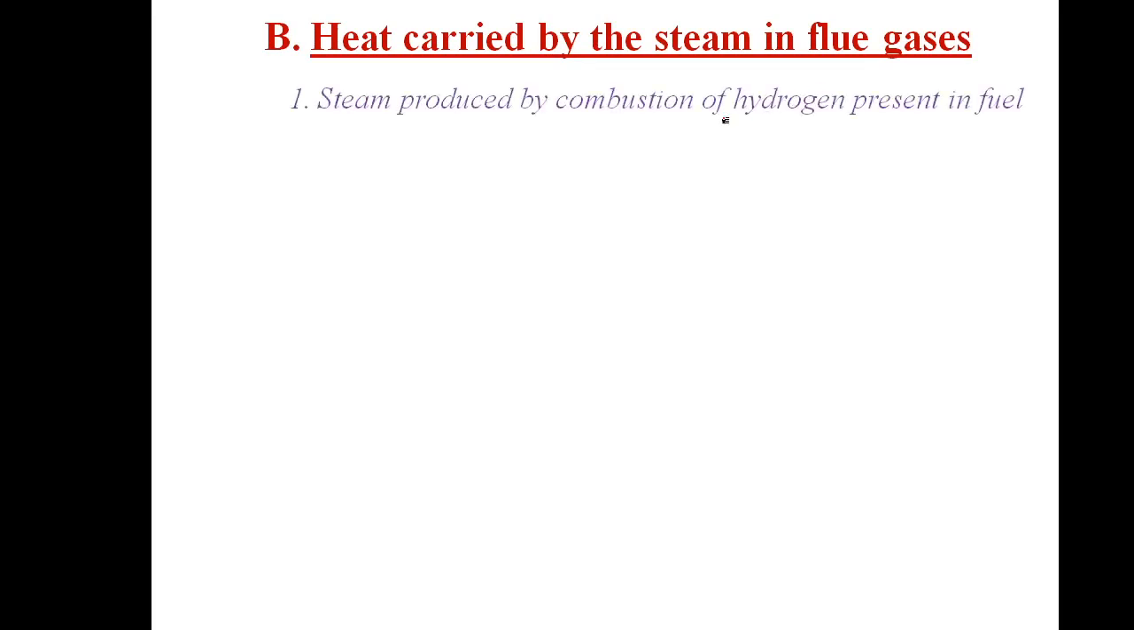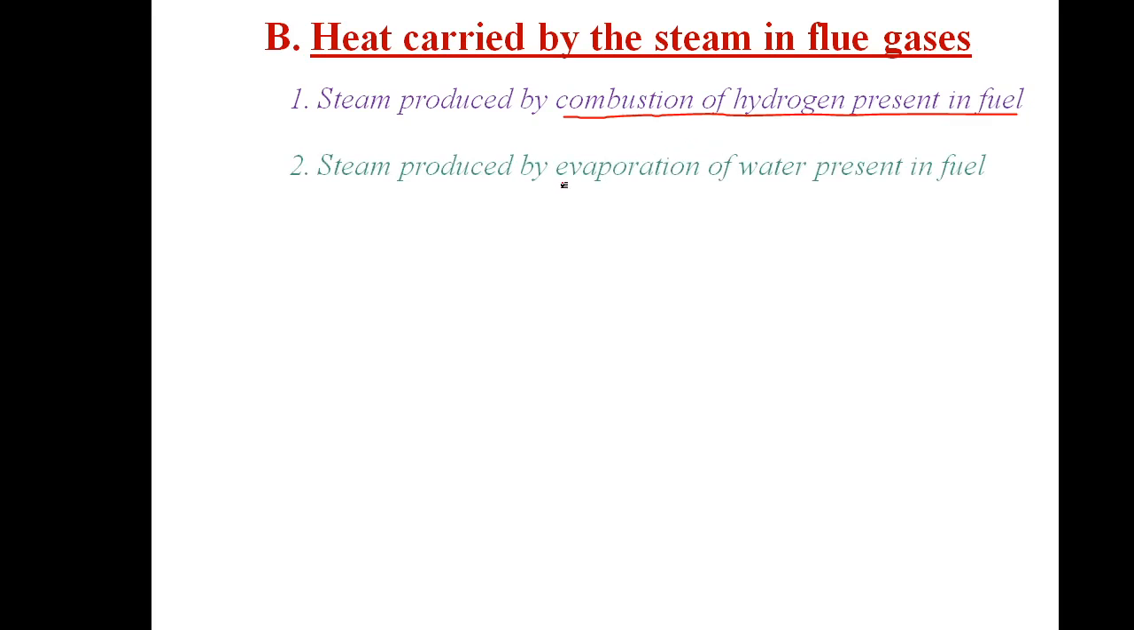So here steam is produced by combustion of hydrogen present in the fuel. Combustion of H2 produces water, and that water gets evaporated, and that evaporated water, that is steam, also carries heat along with it. Second, steam is produced by evaporation of water present in the fuel. For example, coal is the fuel and it contains moisture. So this moisture also absorbs heat in order to get evaporated and carries heat along with it.